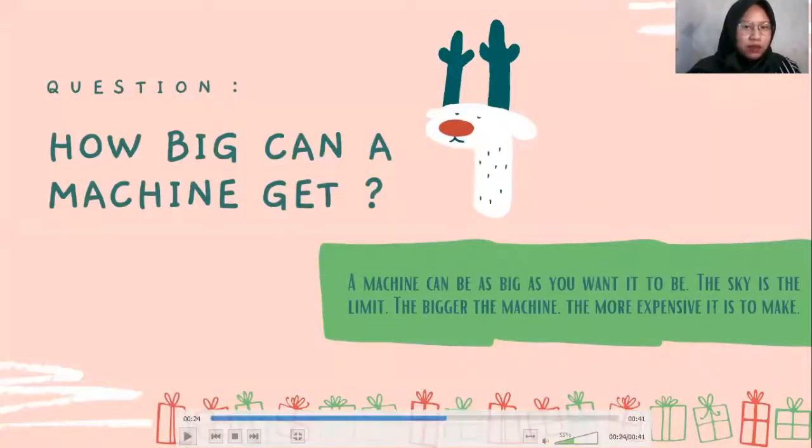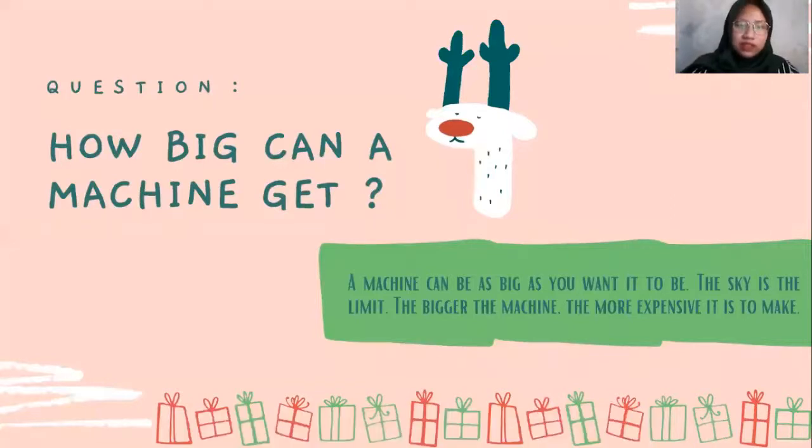The question is, how big can a machine get? In these terms, the machine that we refer to is the simple machine. So the answer is a machine can be as big as you want it to be. Like the sky is the limit, because the sky is so big and wide. You can make your own machine as big as that. The bigger the machine, the more expensive it is to make. So that's the consequence. If you want to make a bigger machine, you need to spend more money. But if you can, then why not?